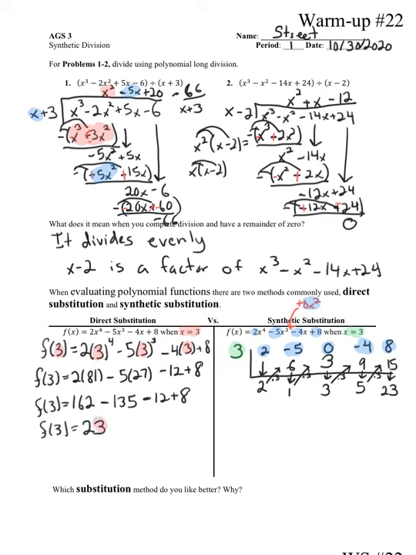What I want you to notice is that we ended up with 23 on the left side with direct substitution. With this other thing called synthetic substitution, we also ended up with 23. All right. Kind of weird, but yeah, that's another way to find the value using synthetic substitution. It's our first time looking at it, but it's just another method. All right, so which method do you guys like better?